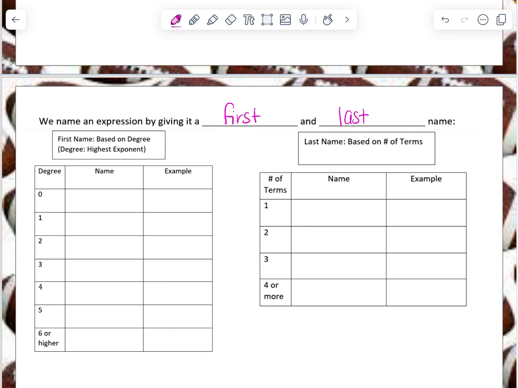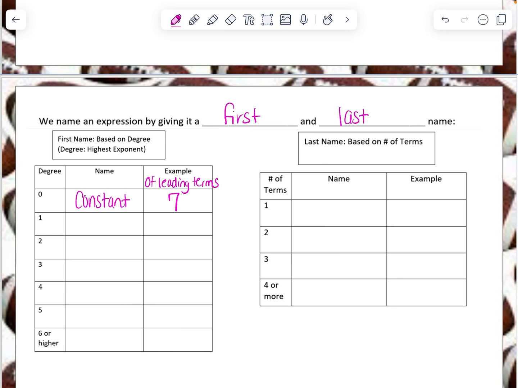So if you have a degree 0 polynomial, that is called a constant. An example of a constant would just be 7. And I'm just giving you examples of leading terms. I'm not giving you examples of full polynomials. I'm just giving you an example of the leading terms.